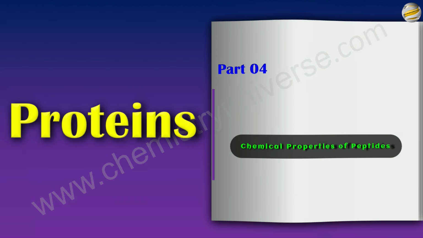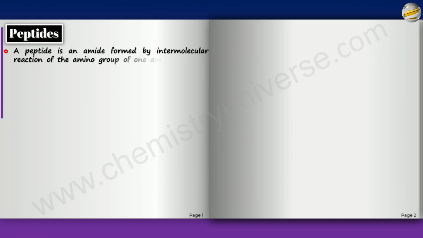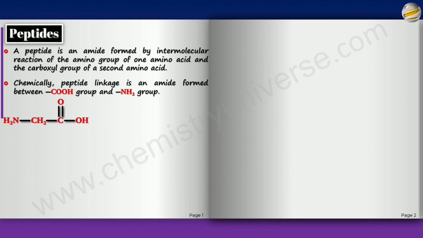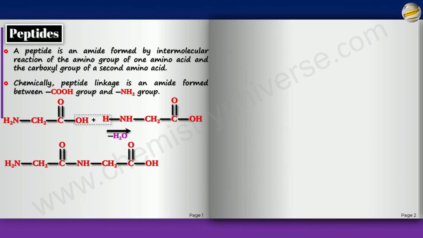Okay, part 4. So let's understand again what are peptides. A peptide is an amide formed by intermolecular reaction of the amino group of one amino acid and the carboxyl group of a second amino acid. Chemically, peptide linkage is an amide formed between COOH group and NH2 group. So basically you have, let's say, glycine and another glycine, water is released and you get this. So this is the peptide linkage, the amide one.